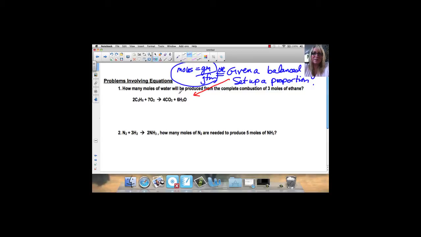How many moles of water? Put an X over the water, that's what you're trying to find, will be produced from the complete combustion of 3 moles of ethane. Put a 3 over your ethane. Now set up a proportion. You have 3 over what's in the balanced equation, 2, equals X over what you have in the balanced equation, 6. So you basically have 2x equals 18. Therefore, x equals 9 moles of H2O, because that's what you were finding.